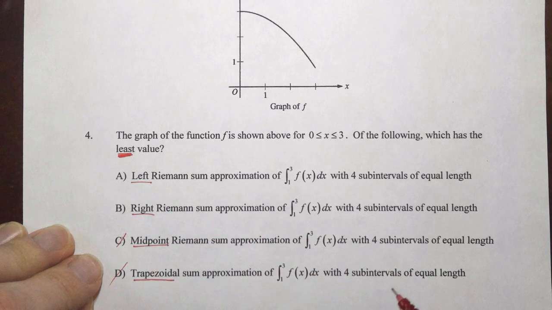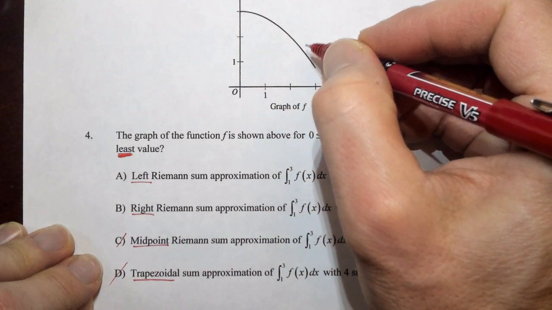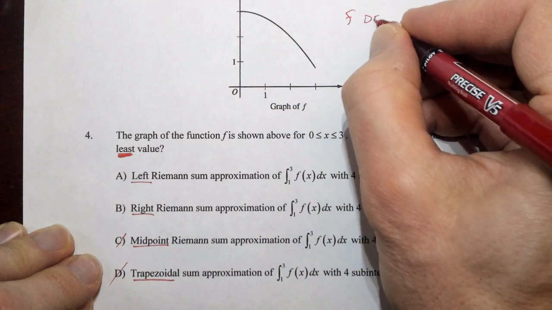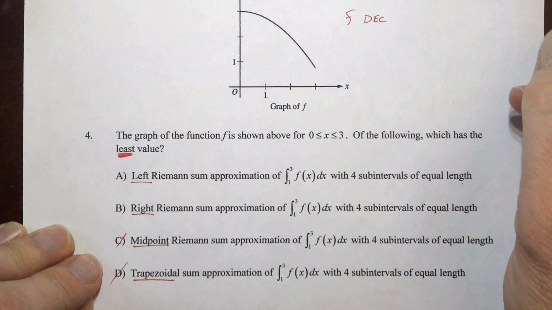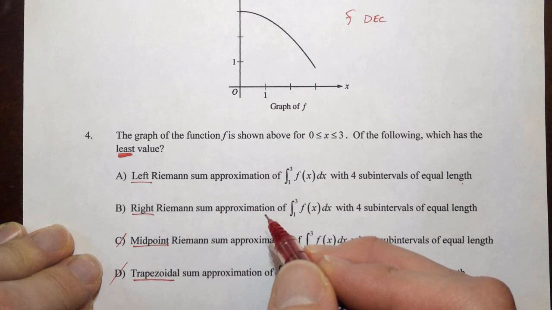So what's going on here? Well, go back to our notes. We see that f is decreasing. When f is decreasing, that tells us that either a left sum or a right sum will be an under approximation or an over approximation.